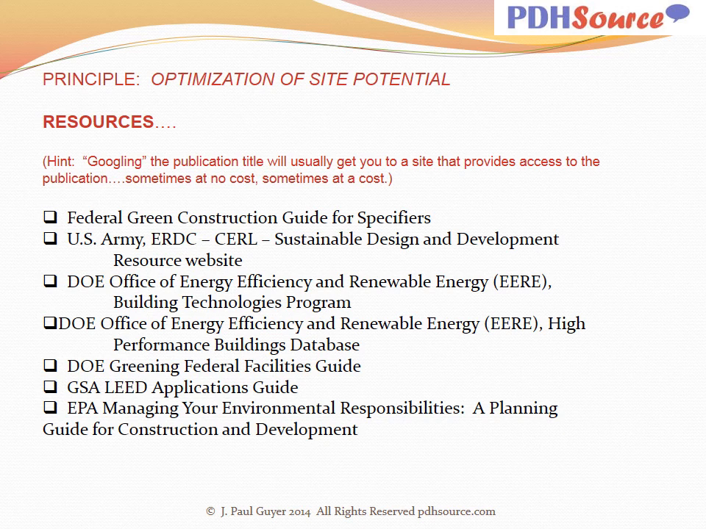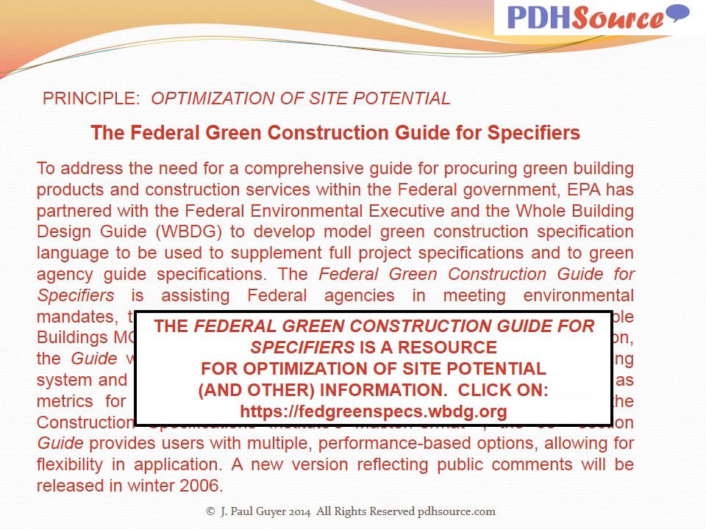And then the Department of Energy has something called the Greening Federal Facilities Guide, something you might want to look at. GSA has something called the LEED Applications Guide. LEED is, of course, the organization that awards these green building certifications that have become quite popular. So the Federal Green Construction Guide for Specifiers, good product.